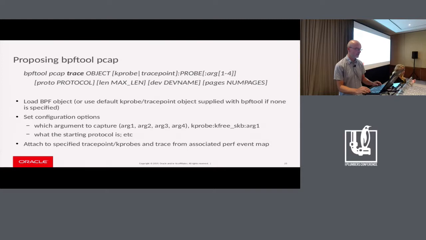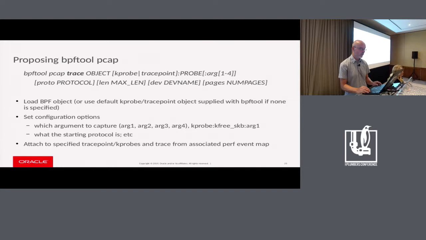Similarly, we can do the same thing for tracing programs as well. The idea here is that rather than dealing with an existing program that's already loaded, we load and attach probes for this particular program. So you can specify an object yourself, a tracing program yourself, and then specify if you care about kprobes or tracepoints, which probes you're interested in and which arguments you want to capture. And then all the usual stuff about protocols and devices.